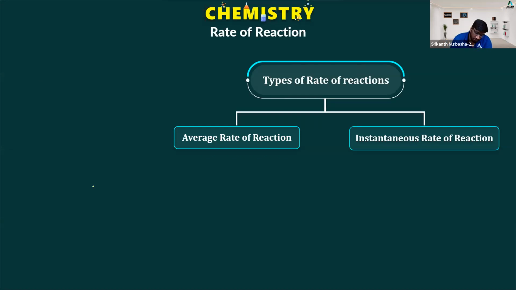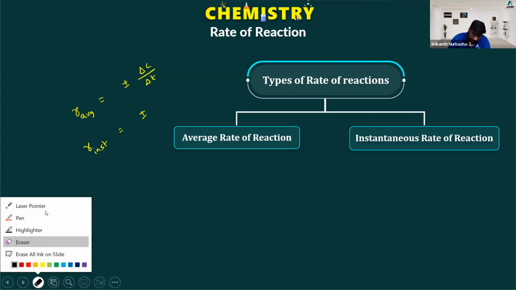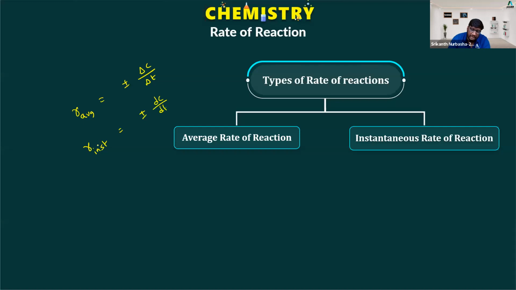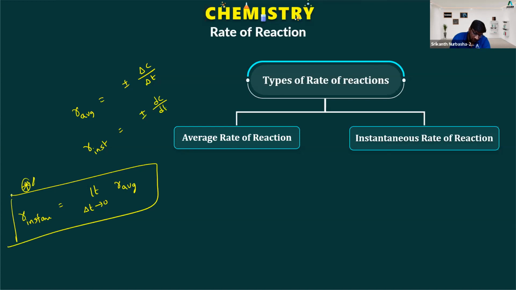Whenever I am talking about average rate, R average is equal to plus or minus delta C by delta T we write. Whereas R instantaneous we write as plus or minus dC by dt. That means for a very small time interval, the change in concentration delta C becomes dC. Yes or no? Or you can say instantaneous rate is equal to limit delta T tending to 0 of R average. As the time interval is tending to 0, the average rate becomes the instantaneous rate.